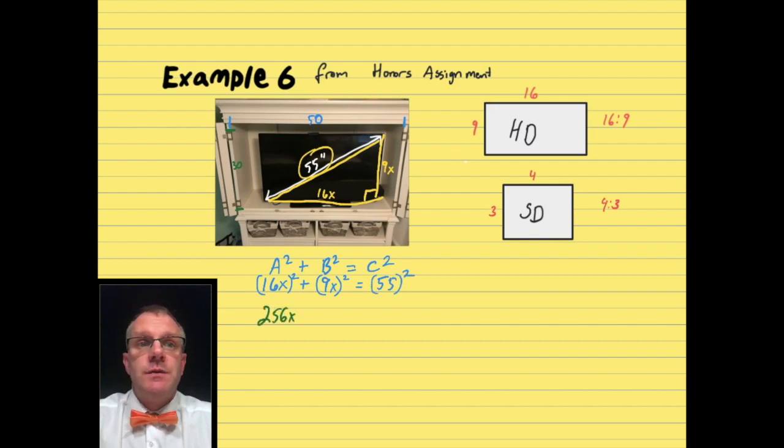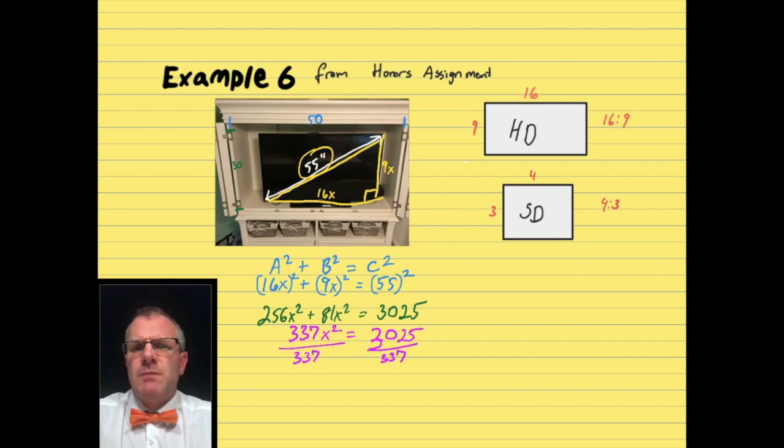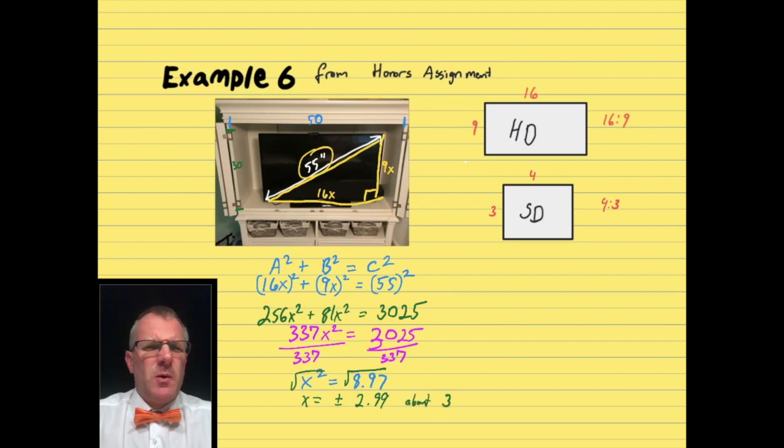16 squared is 256. 256x squared plus 81. Go ahead and divide both sides. So we're at about x squared equals about 8.97, square root of 8.97. Calculator work, that came in to be about 2.9949. So for the purposes of this problem, let's just call it about 3.